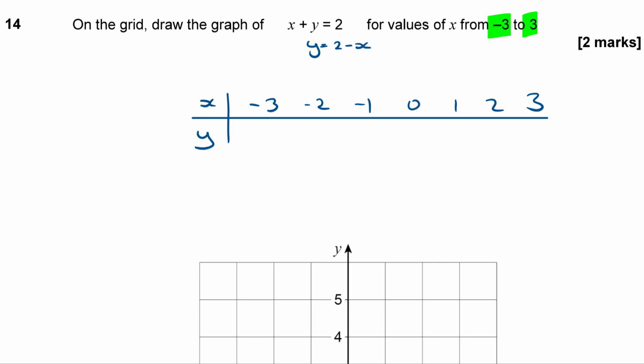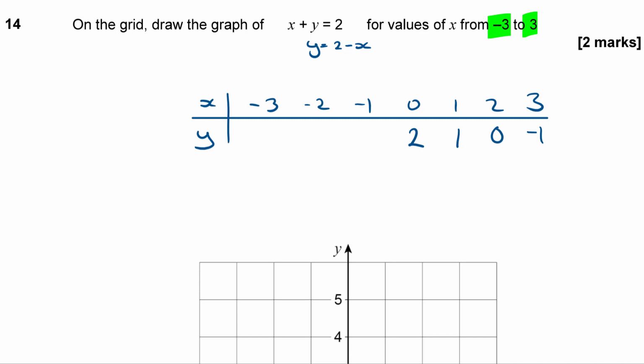So if x is 3, then y is going to be 2 minus 3. 2 minus 3 is -1. If x is 2, then y is 2 minus 2 is 0. If x is 1, then y is 2 subtract 1, which is 1. If x is 0, then y is 2 subtract 0, which is 2.